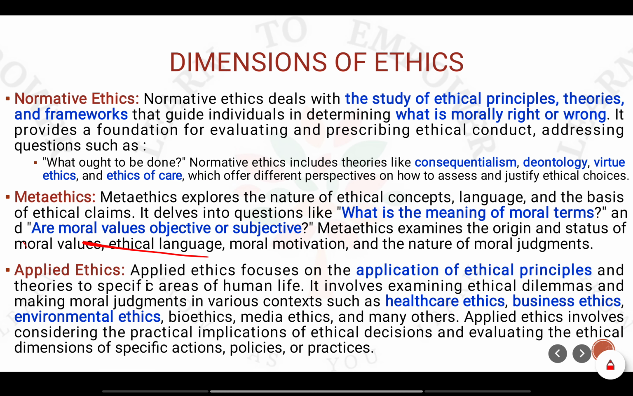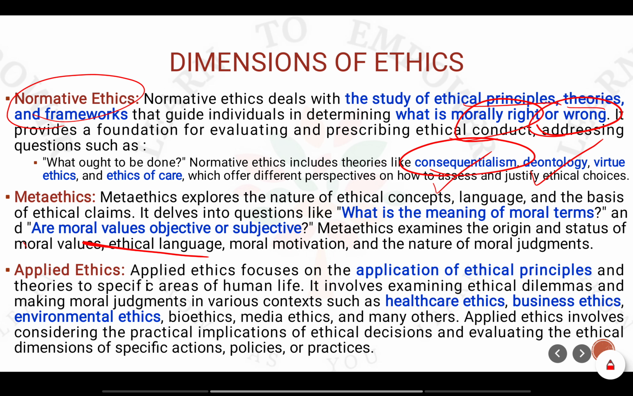Now, as I said before, normative ethics gives a framework, or the study of ethical principles, which includes theories, etc. It talks about what is morally right and what is morally wrong, and it also gets into the question of what needs to be done. As we said before, it also leads to a concept called consequentialism. Consequentialism talks about the outcome of your actions.